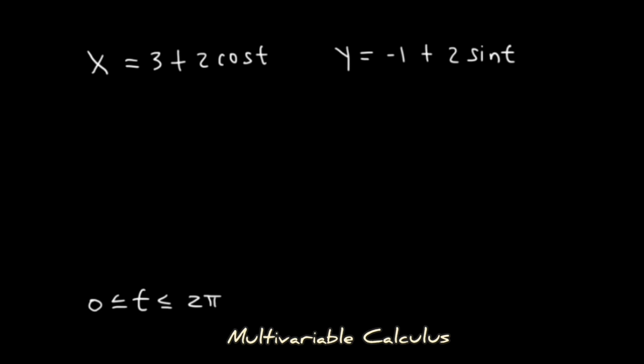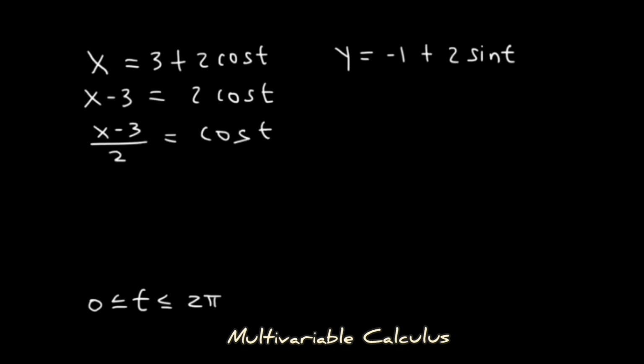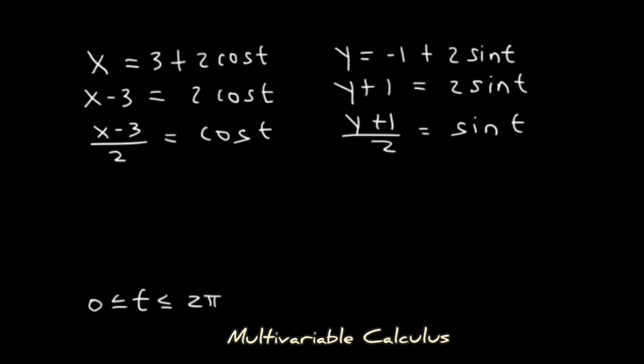So just like the last problem, we're going to isolate cosine and sine. In the first equation, we need to subtract both sides by 3, and then we need to divide both sides by 2. So therefore, x minus 3 divided by 2 is equal to cosine t. On the right side, we need to add 1 to both sides, and then we'll divide both sides by 2. So y plus 1 divided by 2 is sine t. Once you isolate cosine and sine, then start with this equation: cosine squared plus sine squared is equal to 1.